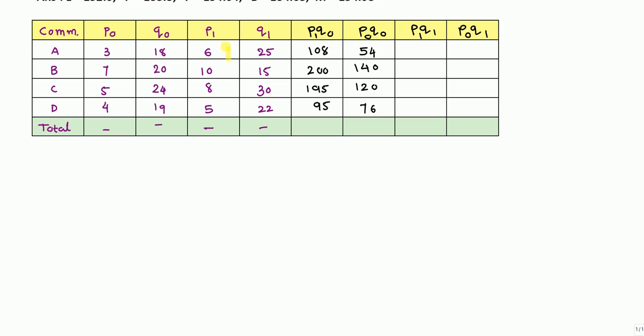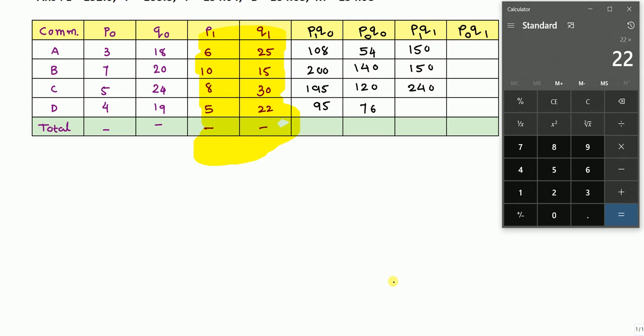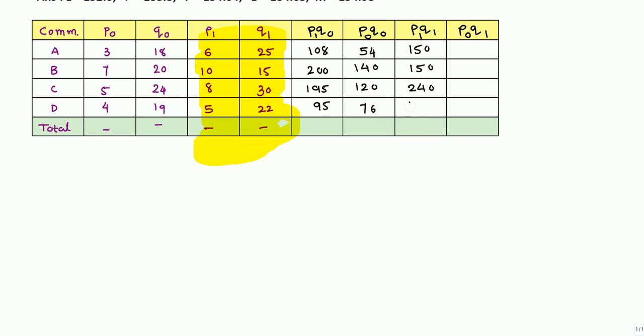P1 Q1 means product of the last two columns. 25 into 6, 150. 15 into 10, 150. 30 into 8, 240. 22 into 5 gives us 110. Okay, now product of P0 and Q1.